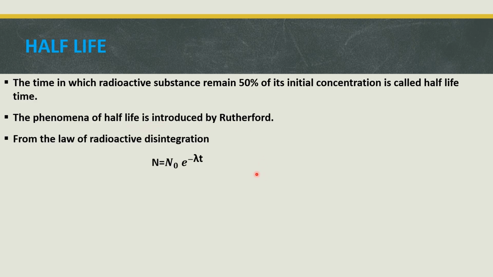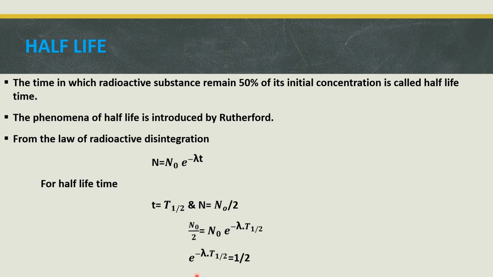Mathematically, we will discuss the half-life from the law of radioactive disintegration, that is N equals N naught e to the power minus lambda t. For half-life, the time will be t half, and N equals N naught by 2. So N naught by 2 equals N naught e to the power minus lambda t half. So e to the power minus lambda t half equals 1 by 2.